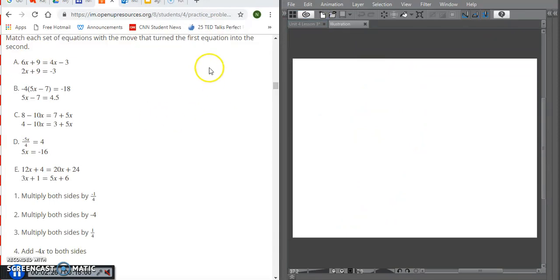If you look in A, what happened in A to get from 6x plus 9 equals 4x minus 3 to 2x plus 9 equals negative 3? Well, the 9 stays the same on this side. The 6x got smaller by subtracting 4x to leave 2x, and then the 4x totally disappeared. So in order for that to happen, and I'm just going to work through this one so you can see what I'm saying. I had 6x plus 9 equals 4x minus 3, and that became 2x plus 9 equals negative 3. So that means this was removed and this changed also.